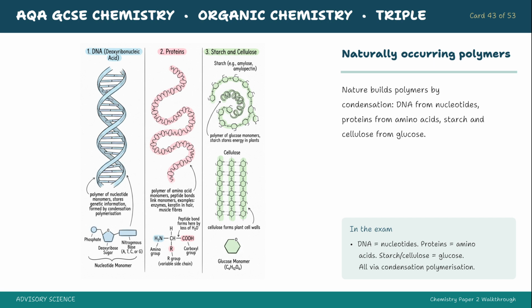In the exam, learn the monomer for each one. Amino acids make proteins, nucleotides make DNA, and glucose, sugar, makes both starch and cellulose. DNA is described as two strands in a double helix.